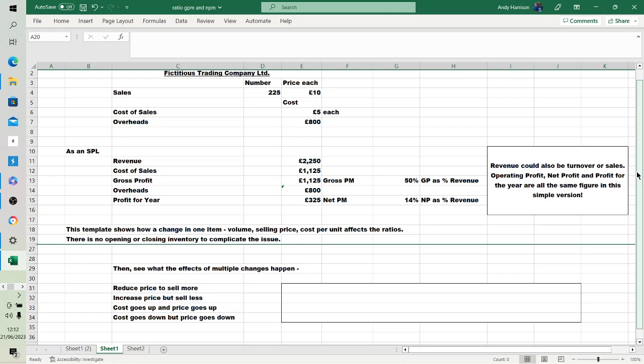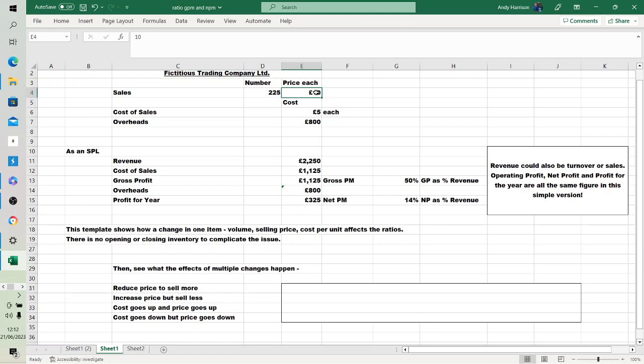Sometimes you reduce your price by 10%, you sell 5% more. It's elasticity. Comes up in the business awareness unit. So now we're going to have multiple changes, and I think this is where students are getting confused between the single changes that we've just done and multiple changes.